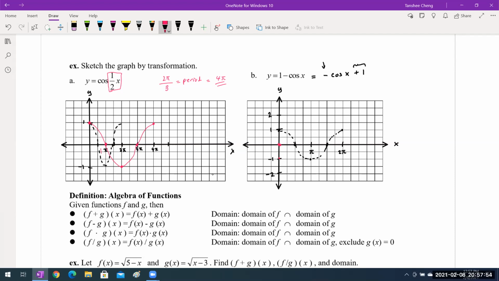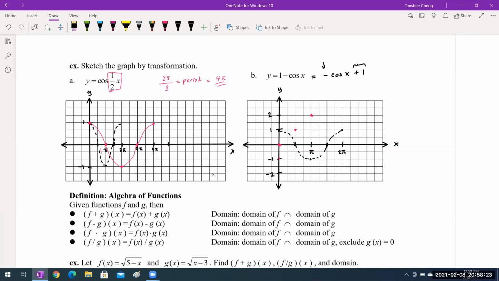The second point is 0. When you reflect about the x-axis, it's still going to be 0, right? My y value on the second point. But when you shift up 1 unit, it will be at 1. And this third point is pi, -1. When you reflect about the x-axis, this -1 becomes +1, which is right here. And then shift up 1 unit, so it will become what? At 2.